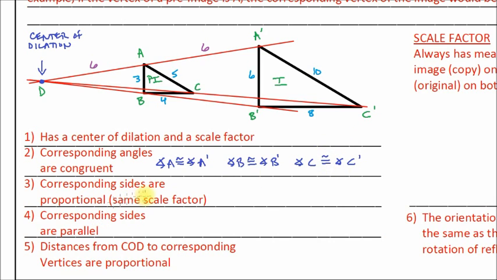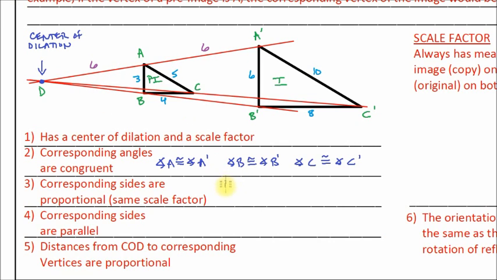The next property is corresponding sides are proportional. They're going to have the same scale factor. So if we take a look at this one, the scale factor of a corresponding side on the image divided by the corresponding side of the pre-image is going to be the same for all the sides of the triangle. So here's what we're going to find is true.